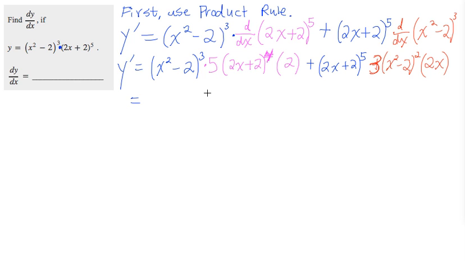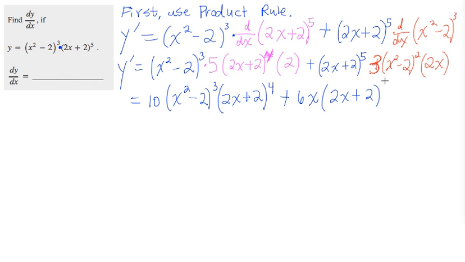Just cleaning it up a tiny bit, I'd probably do the 5 times the 2 here, and put that out front as 10. So 10 times x squared minus 2 all cubed, and then times this, 2x plus 2 to the fourth. And let's see, over here we have a 3 times a 2 and an x. I'm going to go ahead and put that as a 6x out front. Then we have the 2x plus 2 to the fifth and the x squared minus 2 squared. I think that's pretty simple right there. That's a good place to stop for the derivative.